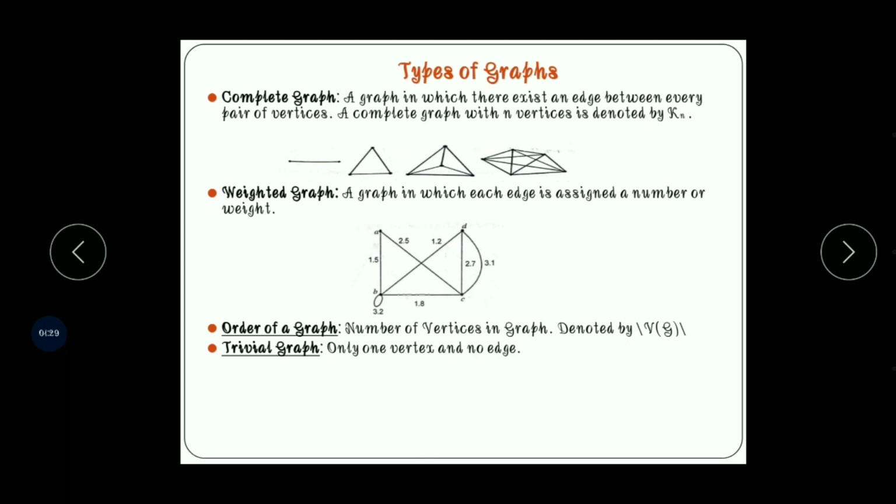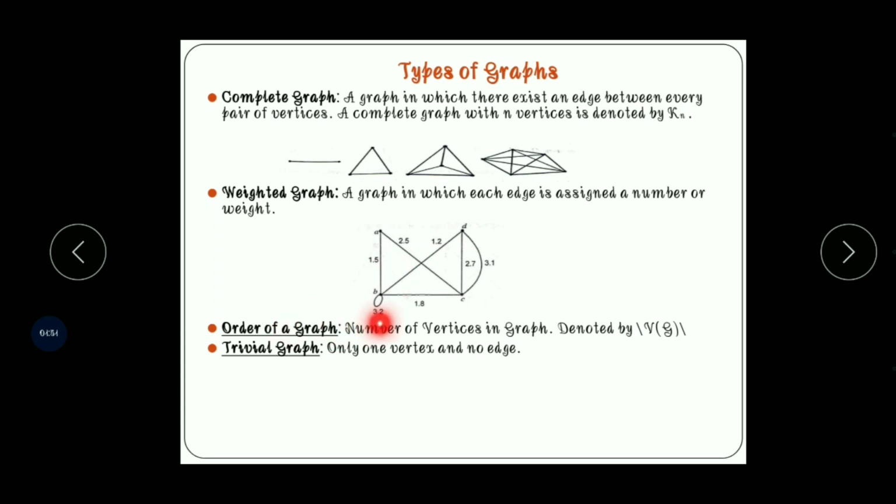Next is a weighted graph, a graph in which each edge is assigned a number or weight. So if I assign this edge weight 1.5, and this edge weight 1.8, and so on, so that all the edges have some weight, then such a graph becomes a weighted graph.